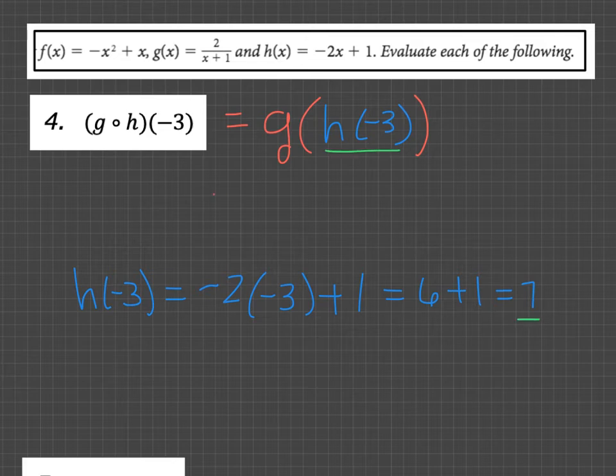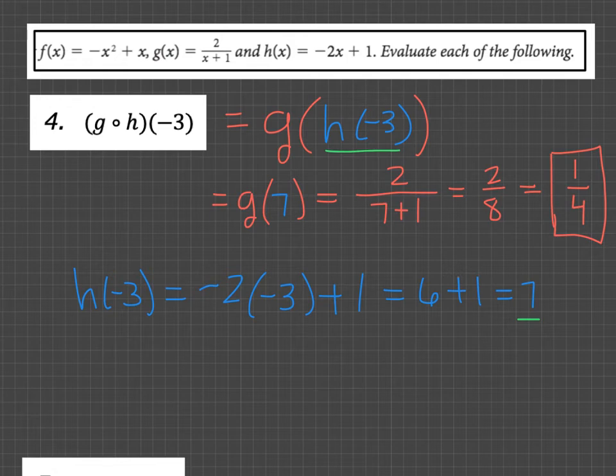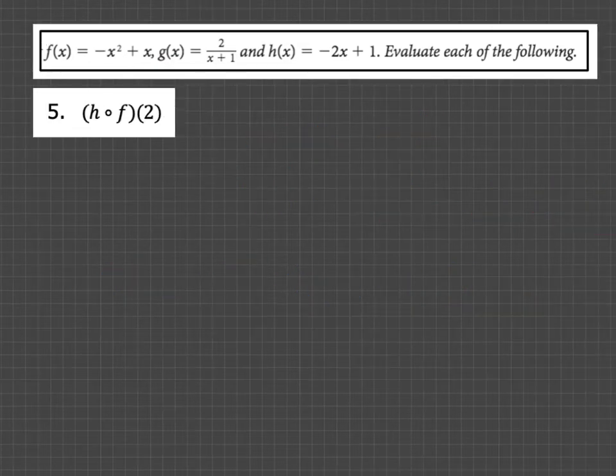So now we're going to evaluate g at 7. We're going to plug in a 7 to that function g. So we have 2 over x plus 1. So we're going to plug that 7 in for x. So 2 over 7 plus 1. Get 2 over 8, 2/8, which will reduce to 1/4. So we've evaluated this composite function at a value, and our result is also a value. It's a number.